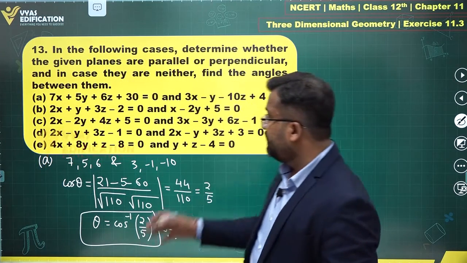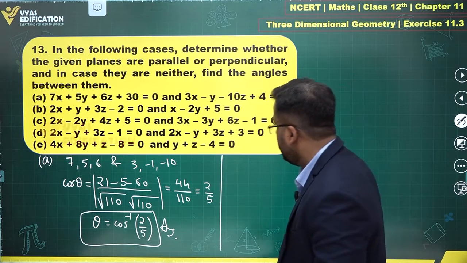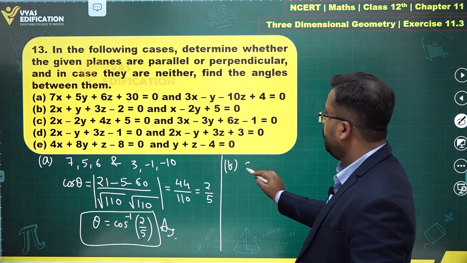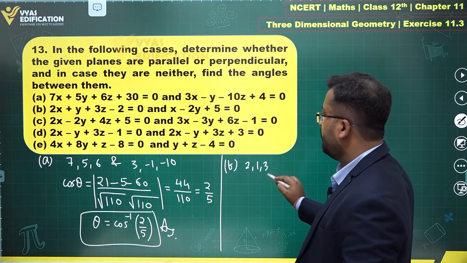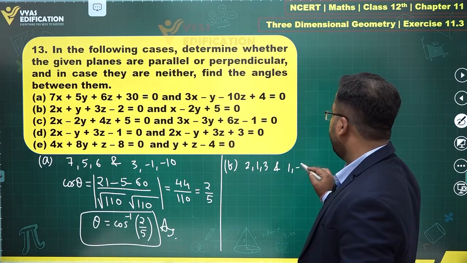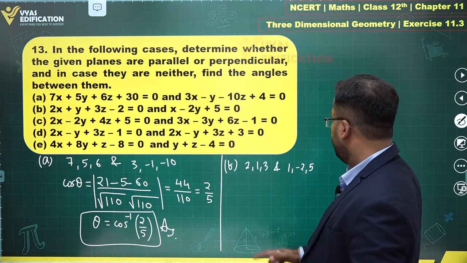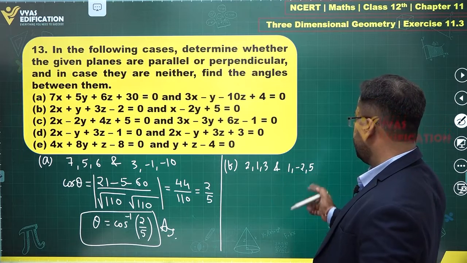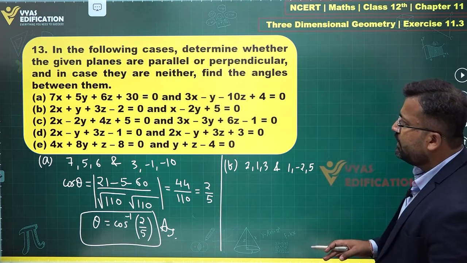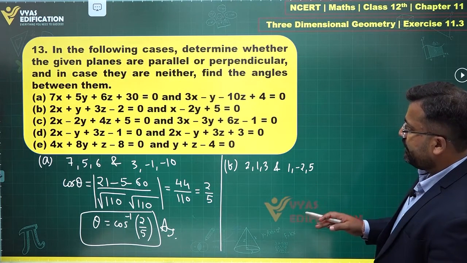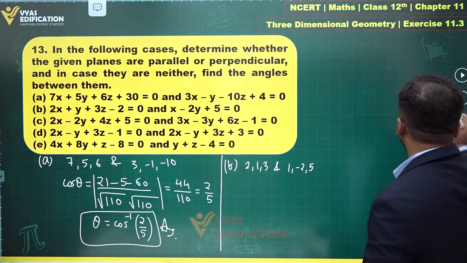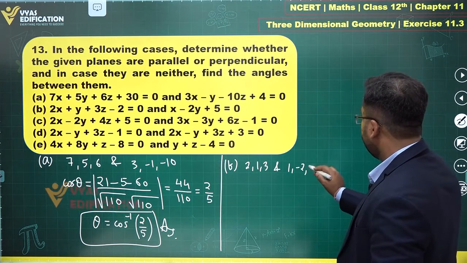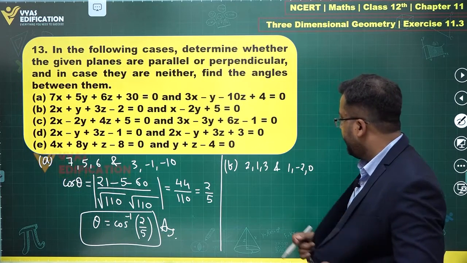How many more parts are there? There are 4 more parts. Let's take a look at the B part next. B part says, okay, 2, 1, 3 and 1 minus 2, 0 and 2 minus 2 and plus 15. Okay, this is not 5, this is 0 actually. Let's not forget that. There's a 0 over here. There's no 5z, right? That's a simple 5.